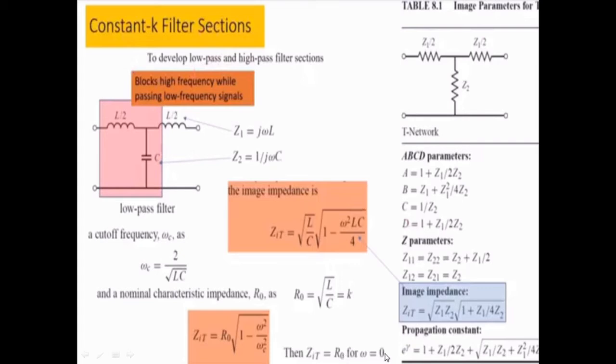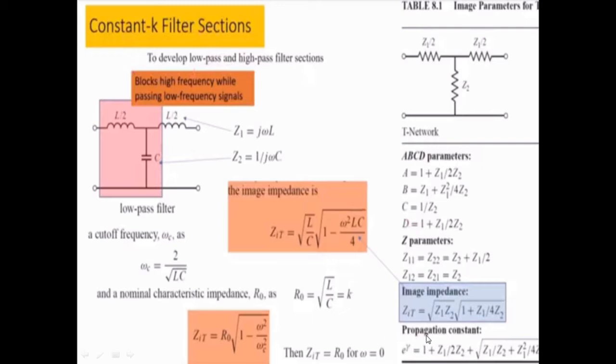When you substitute omega equal to 0 in this ZIT, which is equal to root of L by C times the root of 1 minus omega square LC divided by 4, omega equal to 0 means you will get ZIT equal to root of L by C, which is equal to R0. So this is one of the conditions: image impedance equal to R0 when omega equal to 0. And this is the fourth formula you should remember.